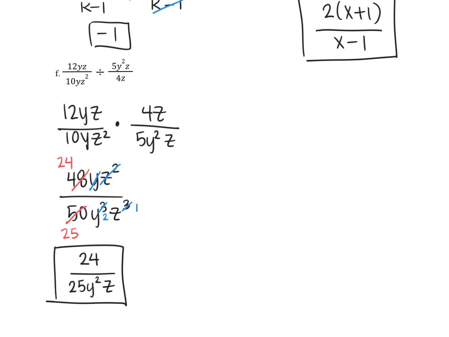Let me know if you have any questions about multiplying or dividing rational expressions, whether that's the factoring part, how you cancel things, or the keep, change, flip for division.